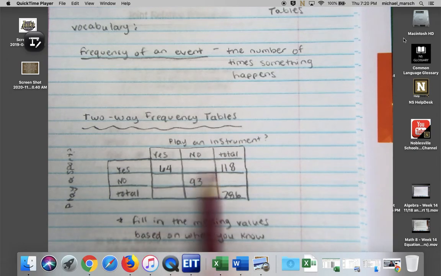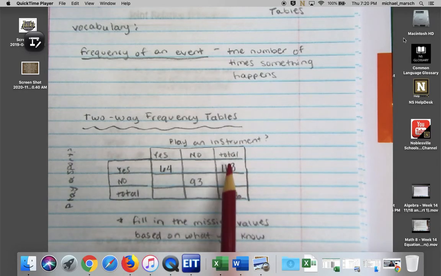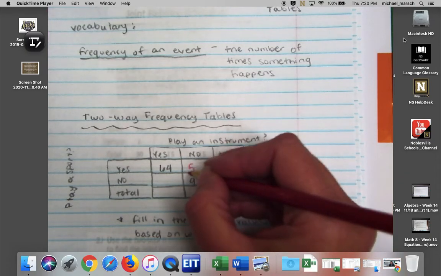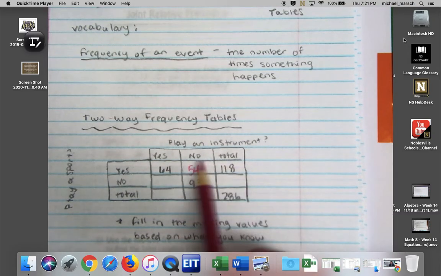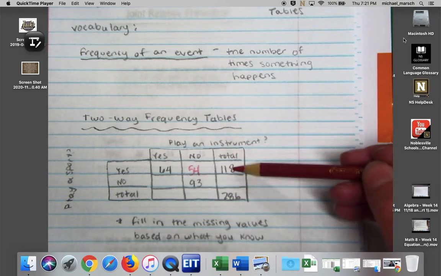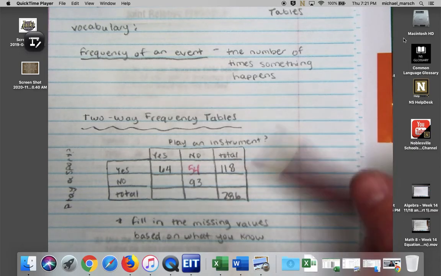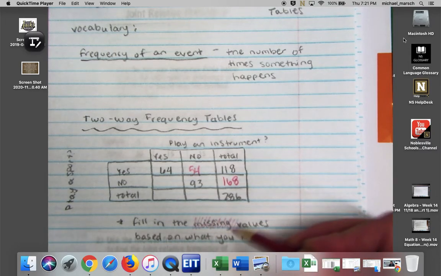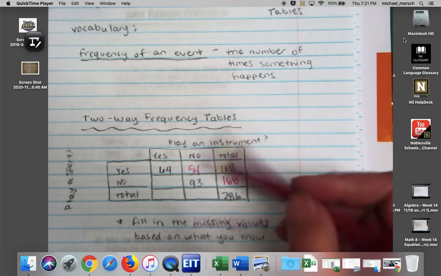I could easily find out what this is because the yes plus the no here is going to give me the total of this row. So if I take 118 and subtract 64, I find out that 54 people do play a sport but don't play an instrument. That's what that little box stands for. Then I could do this column here. If I know that this plus this equals 286, I can subtract these and I can get 168. I'm going to highlight this in red so I remember that I had to fill in the missing values in red. And then I can do this column here.